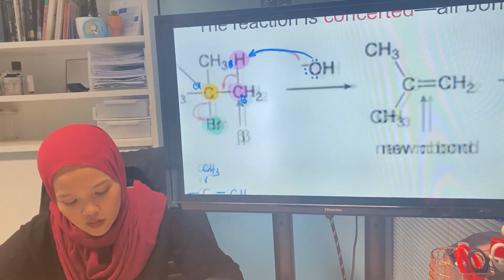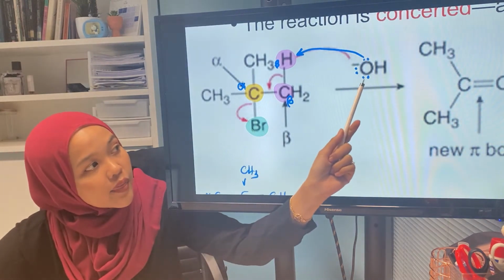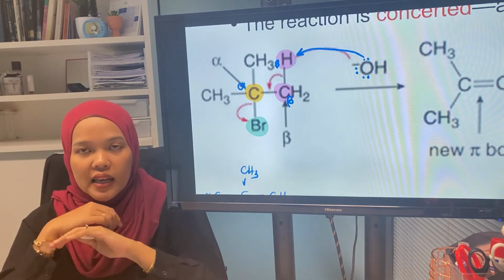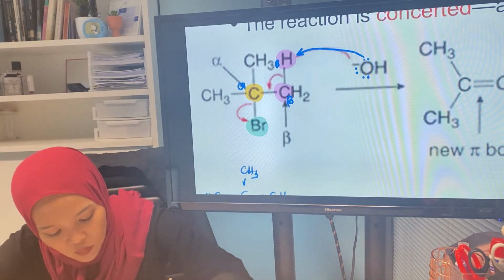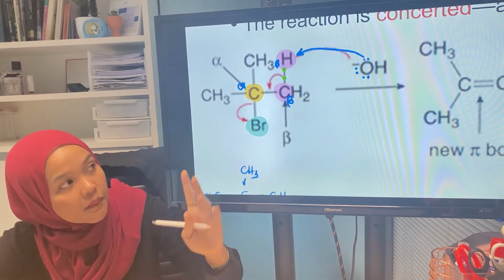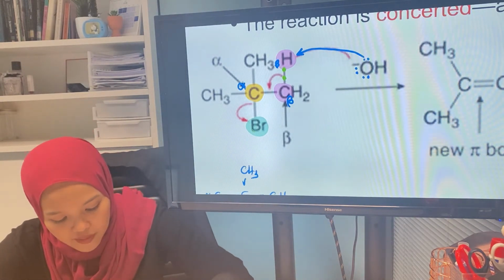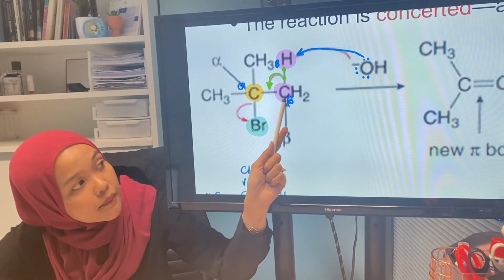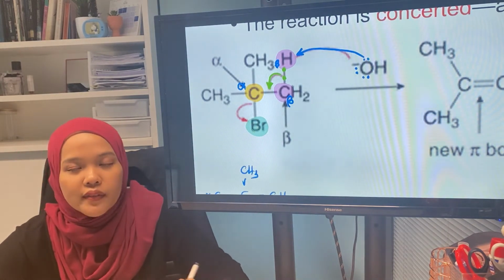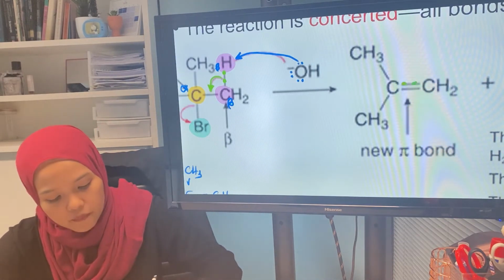Now, when this hydrogen wants to stay with the OH, it must leave the carbon. So what will happen? The bond between the carbon and hydrogen, which contains two electrons, will be broken. When it breaks, these two electrons will be transferred to the carbon, between the alpha carbon and beta carbon, to make a pi bond. This is how alkene forms. So that is why you form a pi bond here.